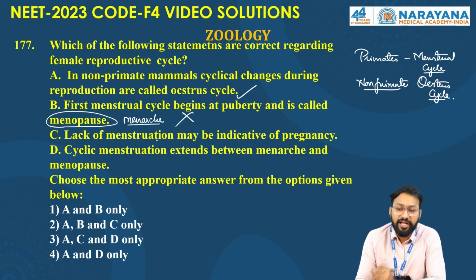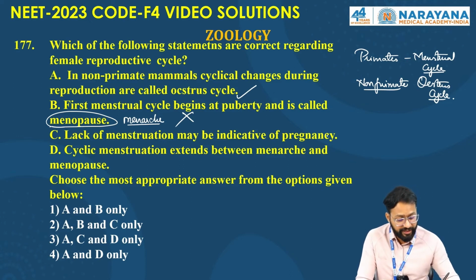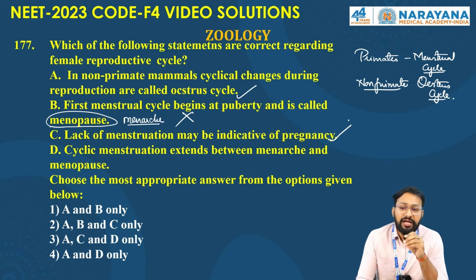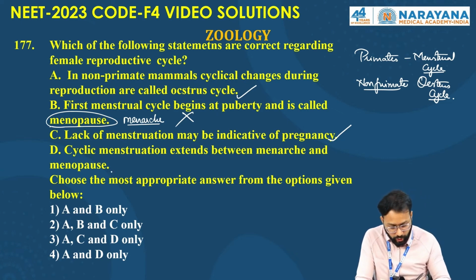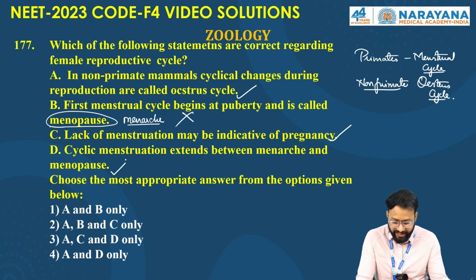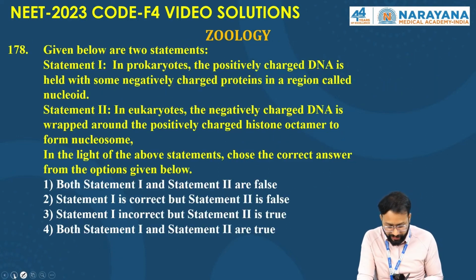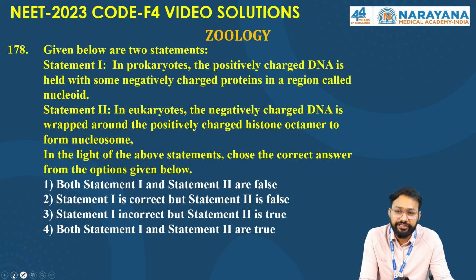B is incorrect. Lack of menstruation may be indicative of pregnancy, which is correct. If there is no menstruation, it can be indicative of pregnancy. Cyclic menstruation extends between menarche and menopause, which is also true. The duration between the first menstruation and the last menstruation, right? The last menstrual cycle will be taken as the menopause, right? It is also correct. So except B, all are correct. A, C, and D are the correct statements. Option number 3. Right? Moving further to the next question, question number 178.